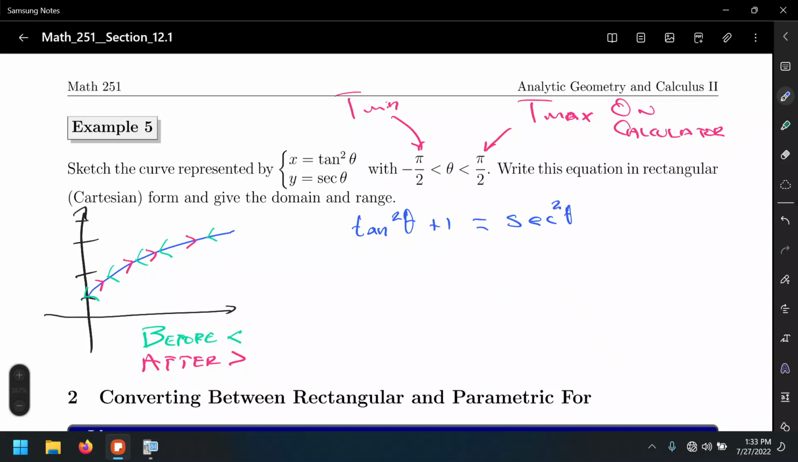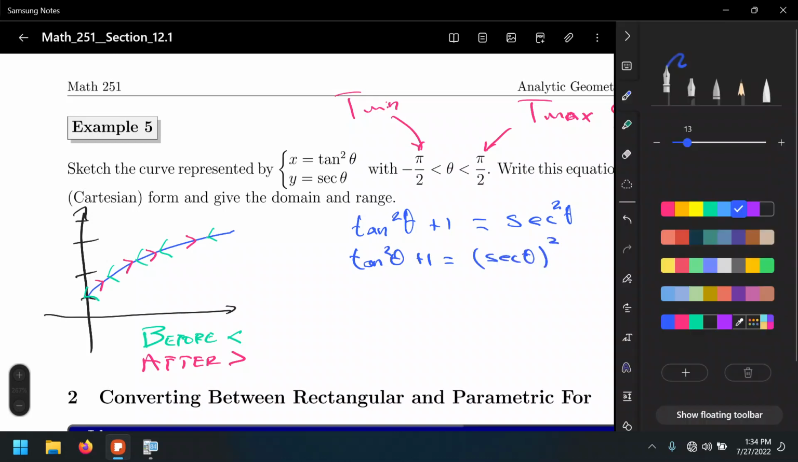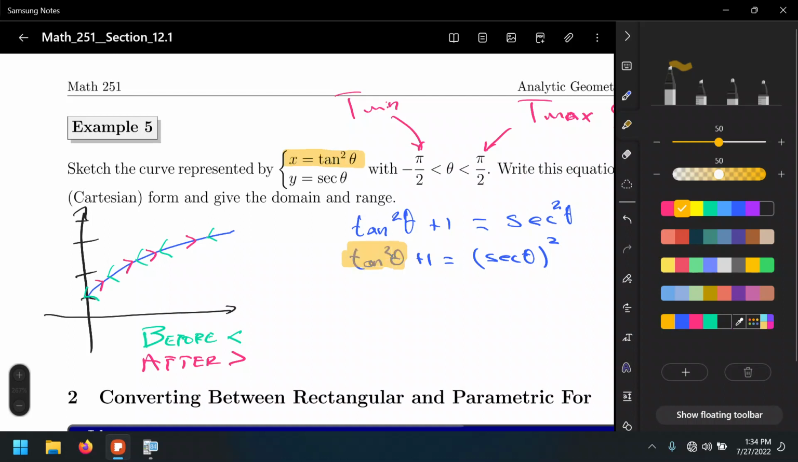Now, here's the thing. This tangent squared matches the x, but in this case, we have only secant to the first power, not to the second power. So let me rewrite this: tangent squared plus 1 equals secant quantity squared. Let me highlight so you can see how this is going to look. This is going to be the whole thing, but this one right here is just the secant without the square.